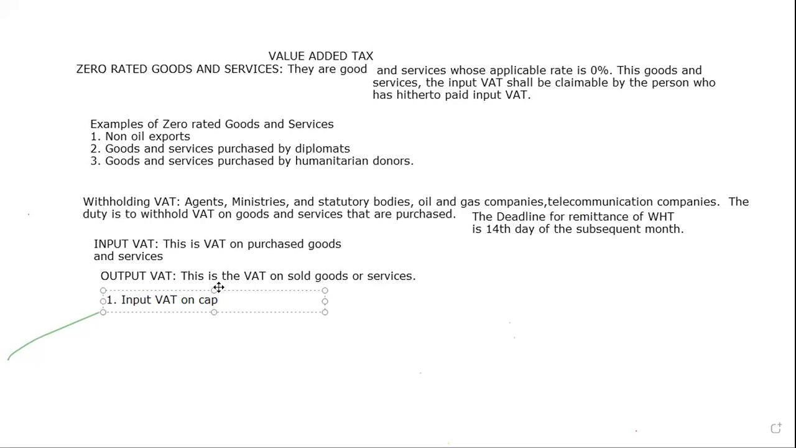Good. So input VAT on capital expenditure. Oh, sorry, let me put it as VAT itself. VAT on capital expenditure shall not form part of the input VAT of an entity.